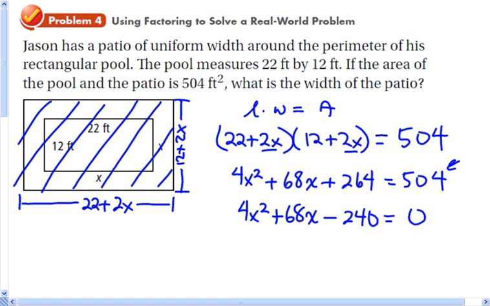One thing I notice here is there's a common factor to everything. There's a common factor of 4. If I divide 0 by 4, that's still 0. If I divide each of these by 4, it simplifies my expression quite a bit. I get x squared plus 17x minus 60 equals 0, and that's a lot easier to factor.